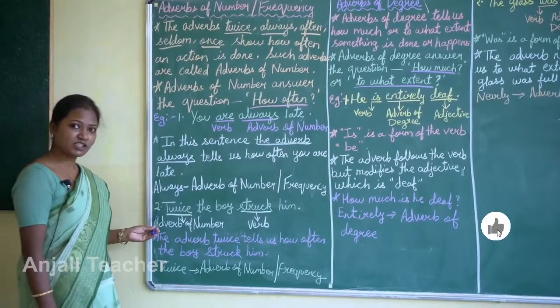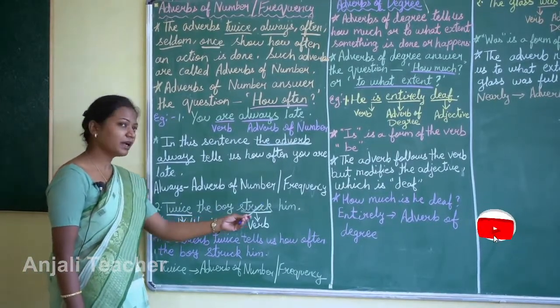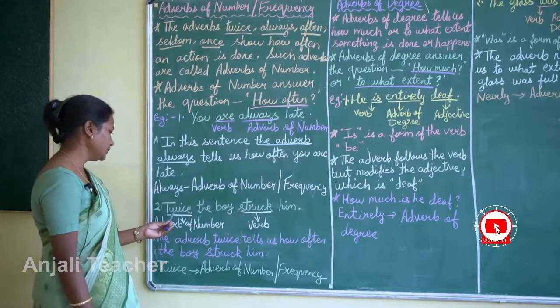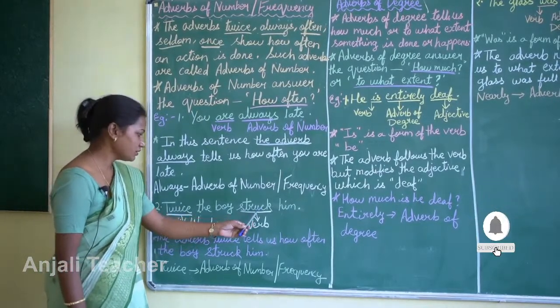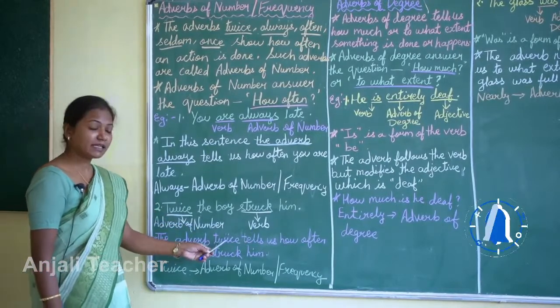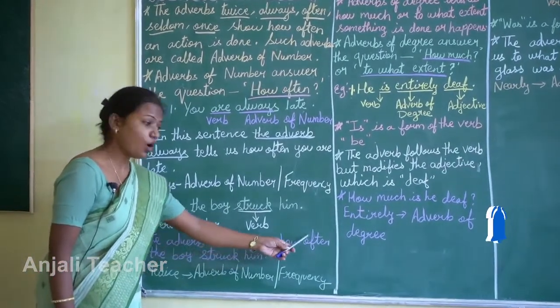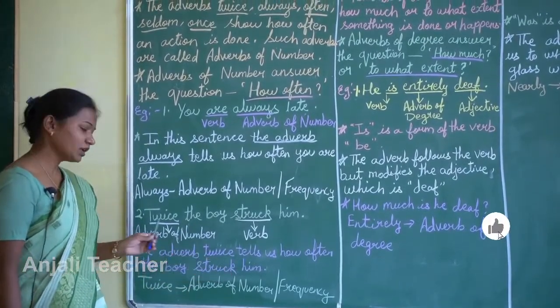Now see the next one. Twice the boy struck him. Here twice is the adverb of number, struck is the verb. The adverb twice tells us how often the boy struck him. How often? Twice.